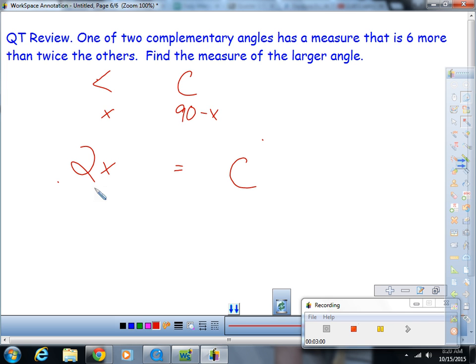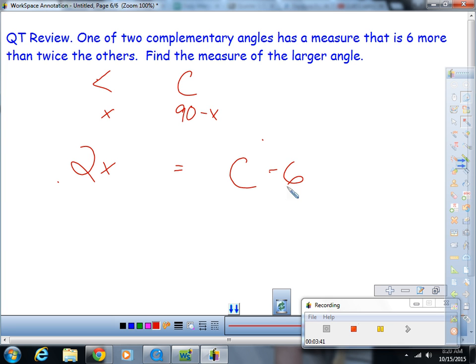Which one is 6 more, the right side or the left side? One of two has a measure that is 6 more than twice the other's. The right side is 6 more. So what do I have to do to make these things equal? Well, I have two options. Kev? That's right. I can add 6 to this side, or I could subtract 6 from that side, and it truly does not matter. Okay? So I'll just leave it like that because we have it.